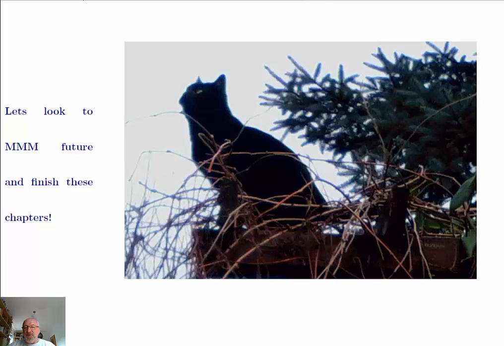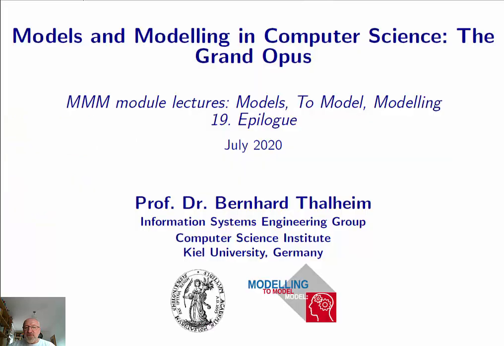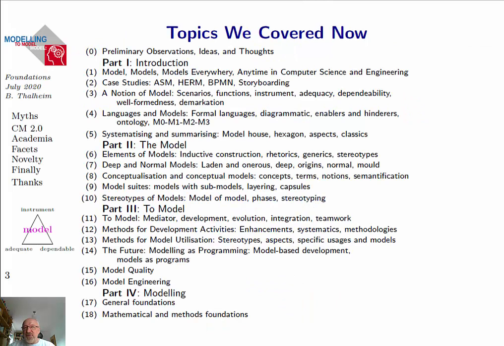Okay, this is now our final lecture on models, activities to model, and modeling in computer science, other sciences, and engineering. We would like to finish this series of lectures with an epilogue, discussing what could be done in future, what should be done in future, and what are the most important benefits of modeling. We have had a good number of lectures so far. Now with the epilogue I would like to complete these lectures.